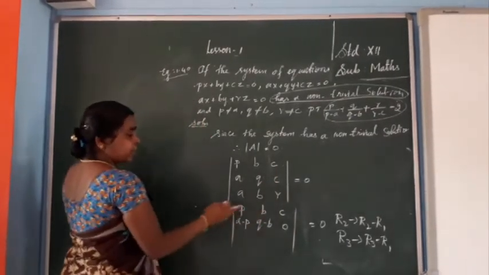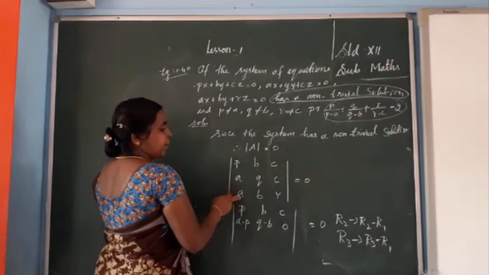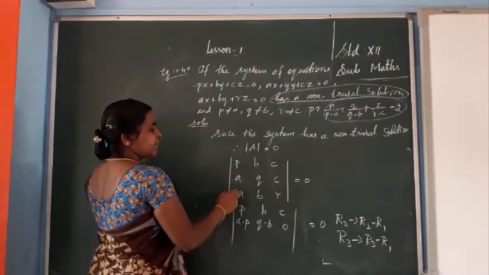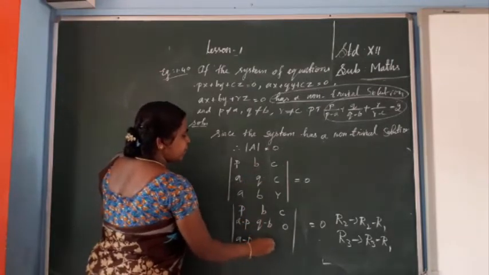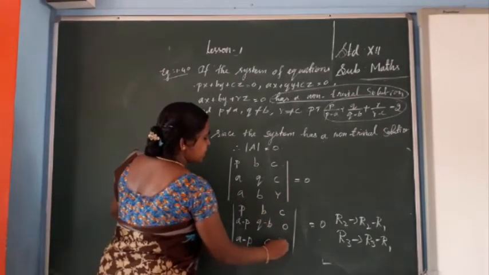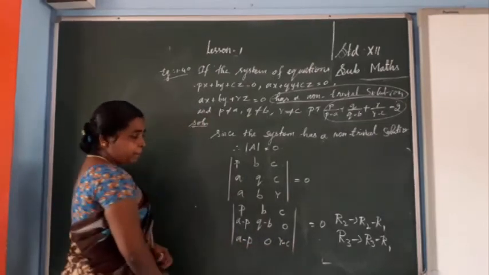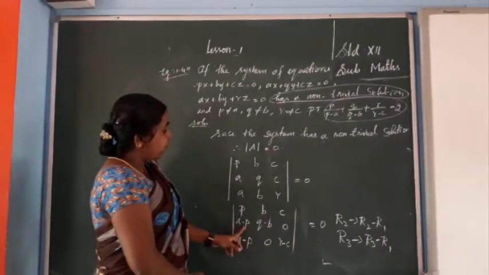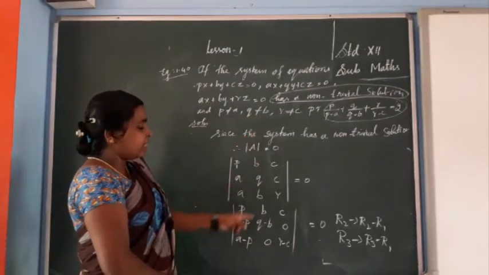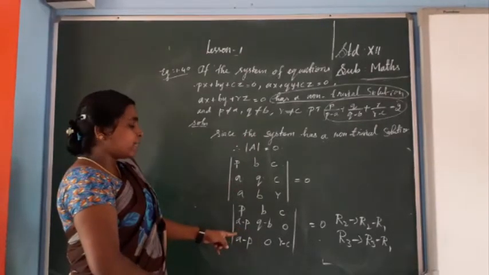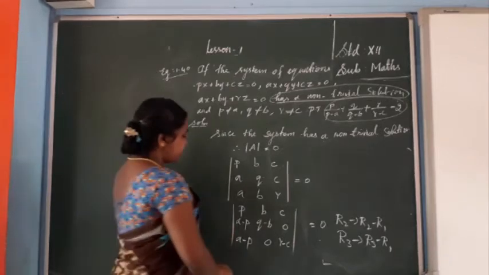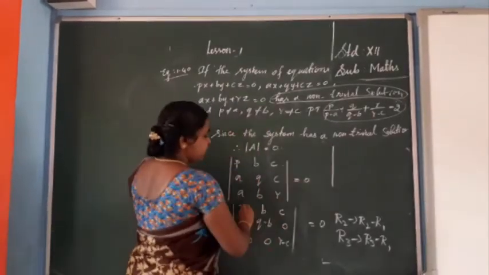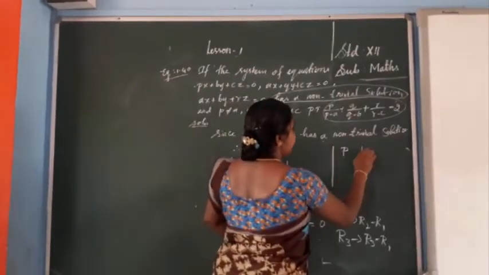Next r3 gives r3 minus r1. A is here, so a minus p. Next b minus b is 0. Then r minus c. Next actually we need p minus a only. Here a minus p is here, so you take one minus outside. Next step. So if you take that, you get p b c.